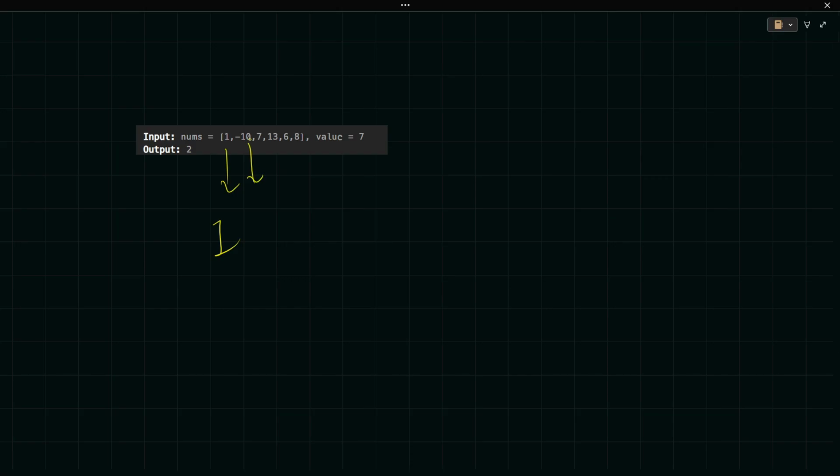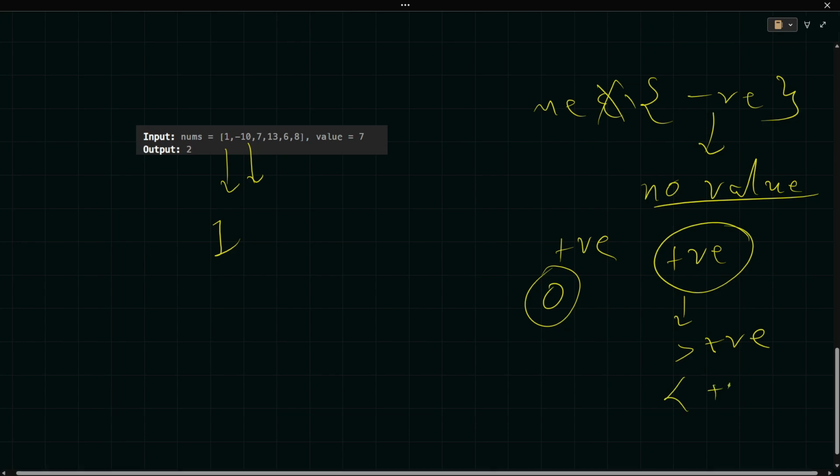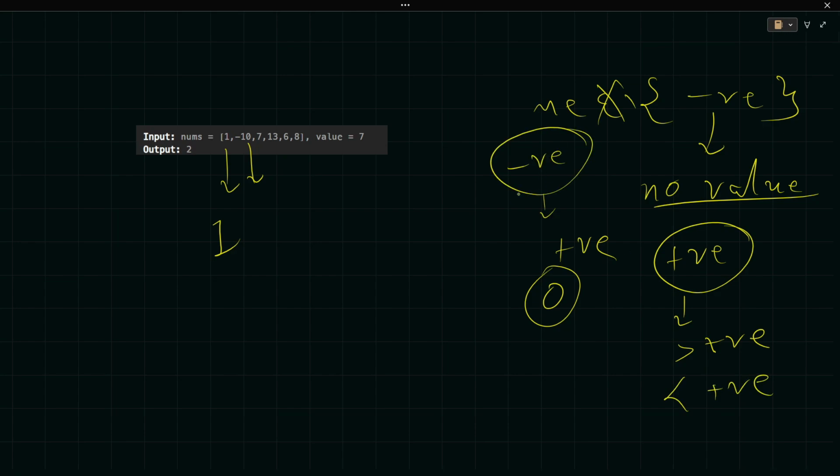If I add 7 two times, so see, whatever negative element comes adds no value, because we will look for positive numbers only. We will start from 0 only. So if any positive number is there, our max can be greater than or less than that positive number. But if a negative number occurs, then the max would always be greater than it, because we would start from 0 only.